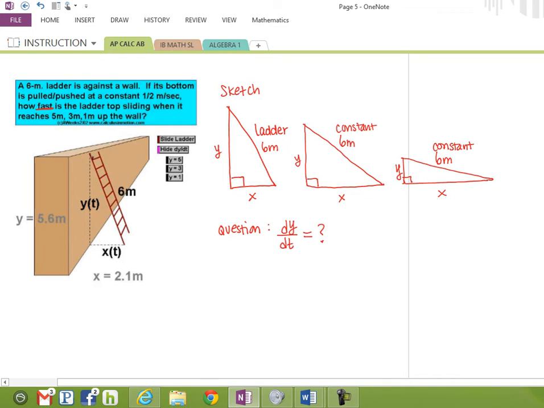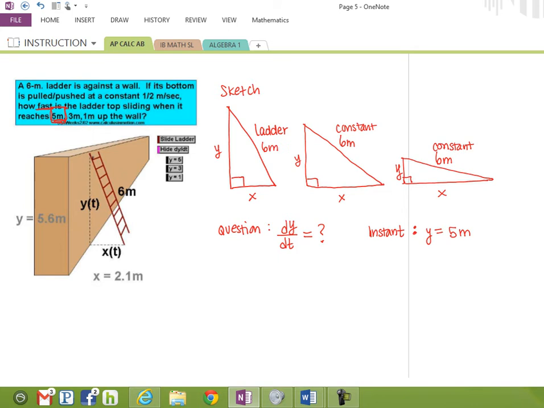Now, along with the question comes the instant at which they want to know about that ladder sliding. And there's actually 3 different questions in here. We're only going to focus on 5 meters. Okay? So we want to know dy dt, the instant that y is 5 meters. Why is the instant so important? A related rate question says, watch the ladder slide, but I'm going to ask you a question when I take a picture of the movement. So what does that mean?